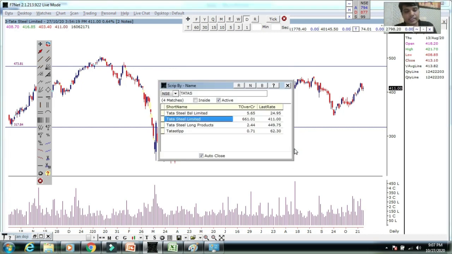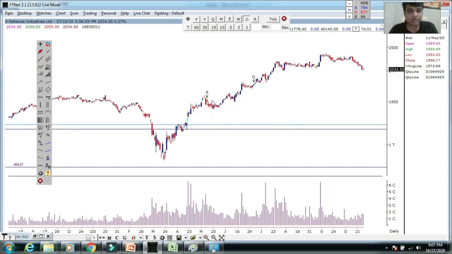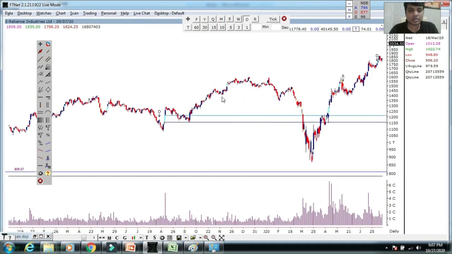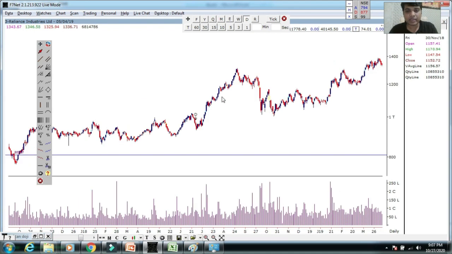We will take a few more examples. Let us see some other chart. This was Tata Steel. Let us see Reliance. Do we find the head and shoulder pattern? So let us go back and see whether we are getting the head and shoulder pattern at the top.